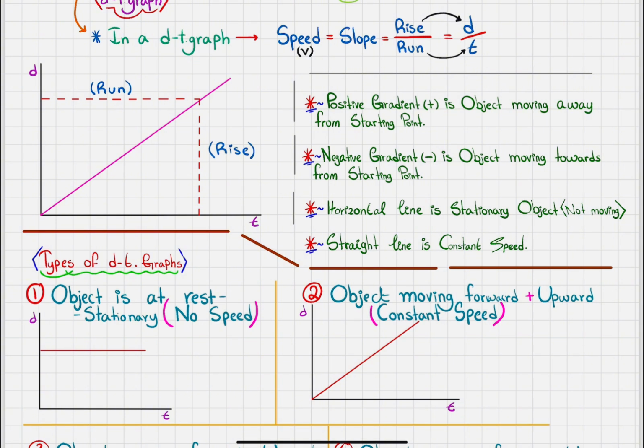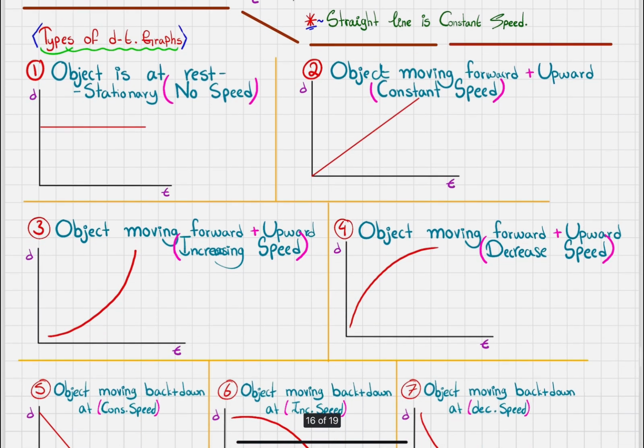A straight line is constant speed. A straight line upward or downward is constant speed, but a straight line horizontally means the slope is 0, so there is no speed. Here are some types of distance time graphs.